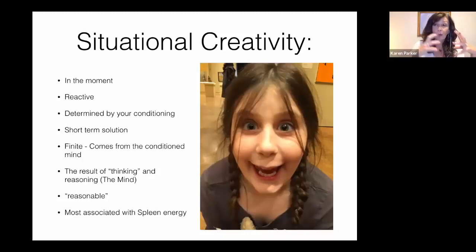And if you think about the purpose of the spleen center, which is the triangle on the left-hand side of the chart, the purpose of the spleen is to give us a pulse, usually a pulse of fear, that gives us a driver to take some kind of action that is about protecting ourselves in some way. So situational creativity is often instinctual and protective or survival based.